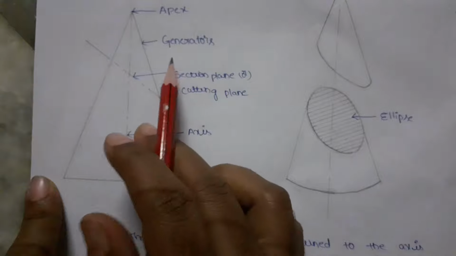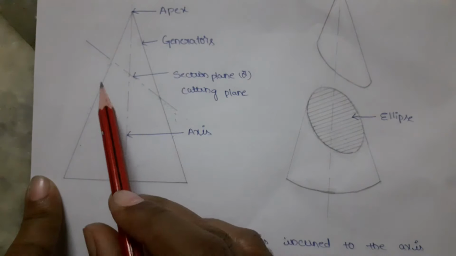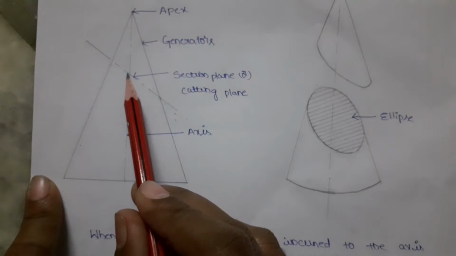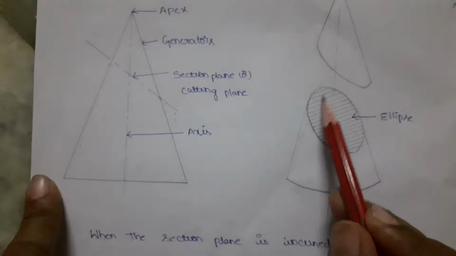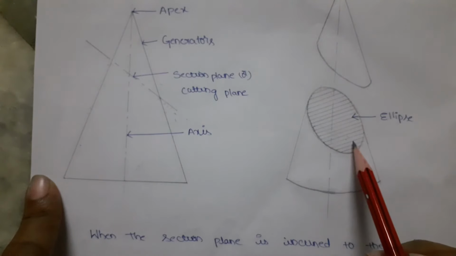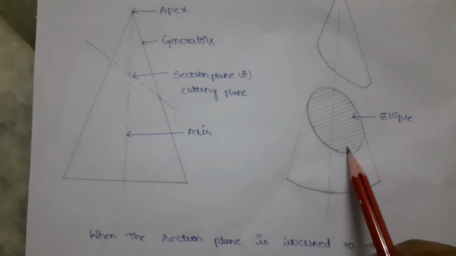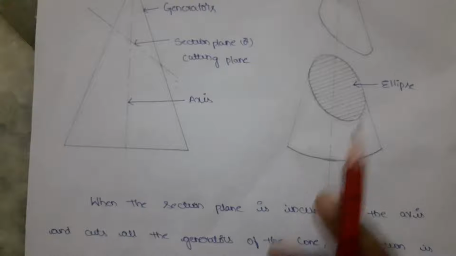You are cutting a cone. The section plane here is passing through the two generators and the axis. When you cut a cone like this, the shape obtained is like an ellipse. This is the shape obtained after the cone is cut. You can see this type of profile. So this is an ellipse.